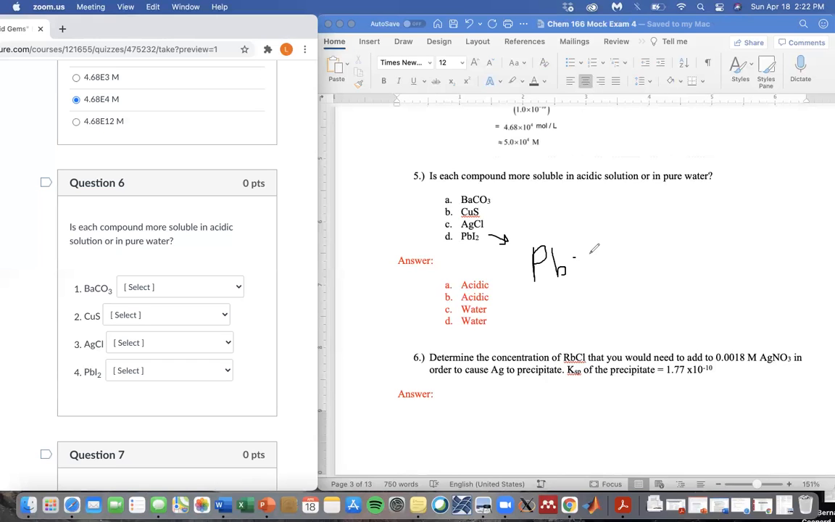If you had PbI2, you'd have 2 I minus, and I minus is just the conjugate of HI, which is a strong acid. So the I minus ions are just going to be spectators, hanging out in the solution. They'll create a neutral solution. And so because of that, it'll be water, not an acidic solution, that it's more soluble in. Does that make sense? Do you have any questions about any of that?